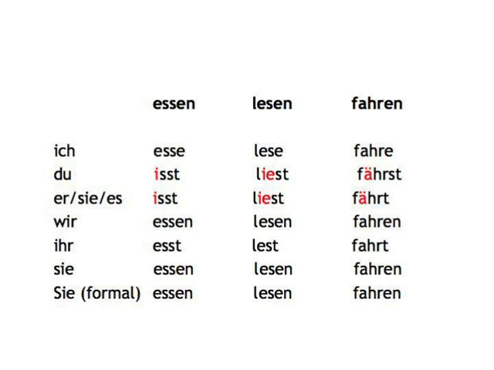If we translate all of that into actual examples with verbs like essen, lesen, fahren, etc., we get the following forms. Essen: ich esse, du isst, sie/es isst, wir essen, ihr esst, sie essen. Lesen: ich lese, du liest, sie/es liest, wir lesen, ihr lest, sie lesen. Fahren: ich fahre, du fährst, sie/es fährt, wir fahren, ihr fahrt, sie fahren.